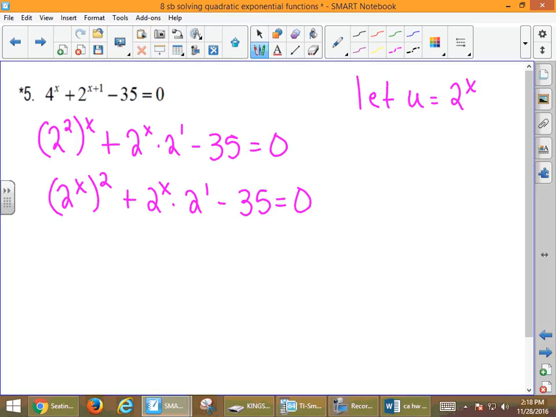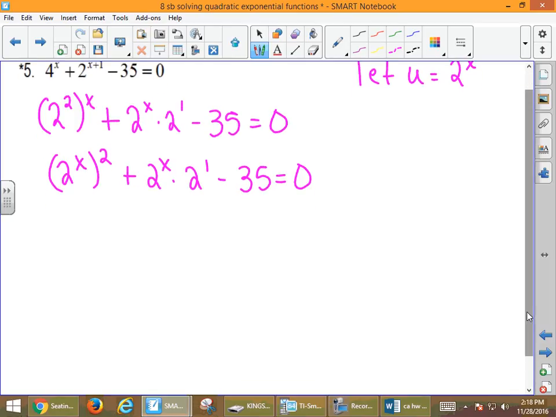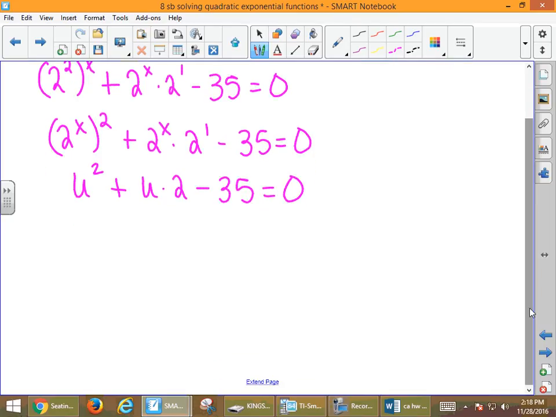And now we can use our u substitution. And we could have conceivably done it sooner. This is u squared plus u times 2 minus 35 equals 0. A little bit better format: u squared plus 2u minus 35 equals 0. So that leads us up here now to step 4, which is to factor and solve for u.